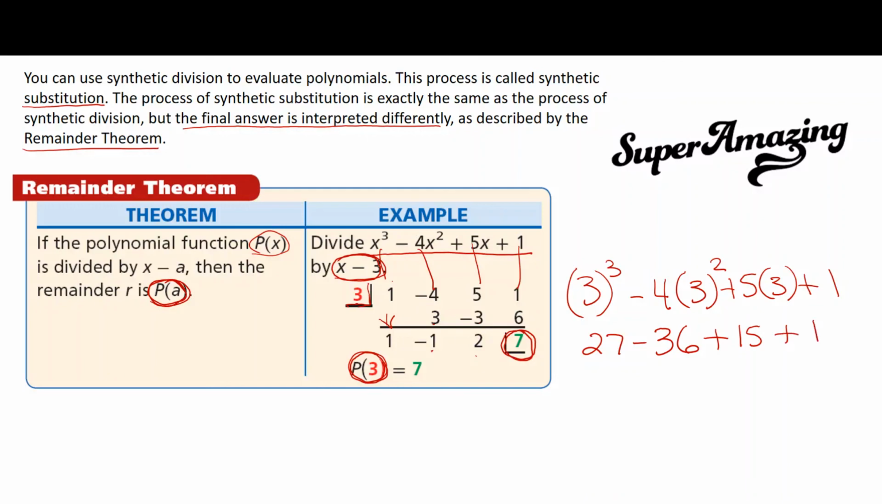All right, so I'm going to do that on my calculator real fast. 27 minus 36 plus 15 plus 1 equals 7. Absolutely amazing that the remainder is actually the answer when x is 3, which was the number we divided by. So, hope you are thoroughly amazed as I am.